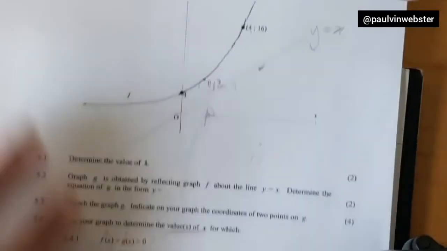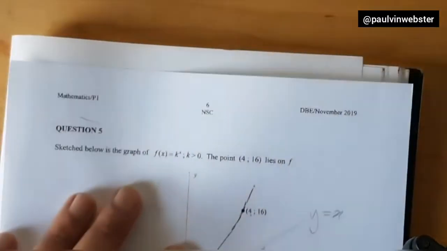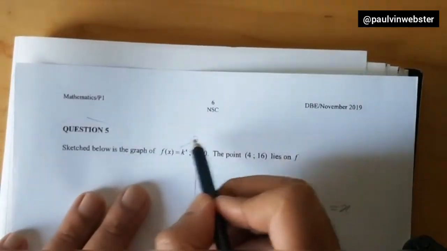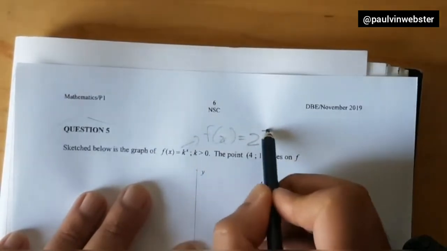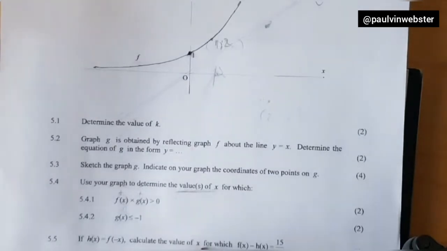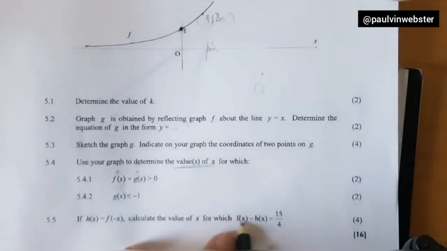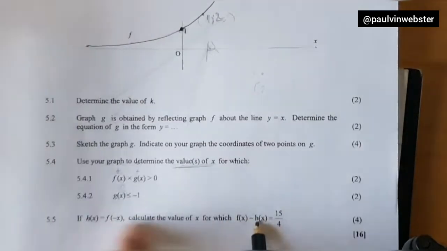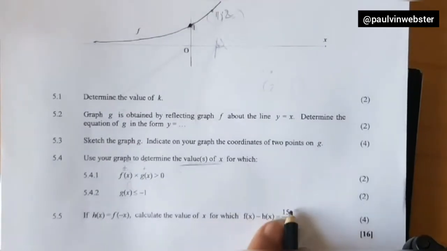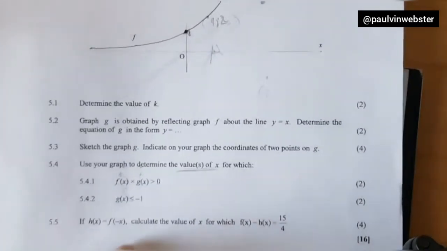Let me just write it here. This one is now, remember, we got this answer. This was f of x. We already calculated this. This is 2 to the power of x. Okay, so they say calculate the value of x for which, if we subtract the original one or the new one from the old one, we're supposed to get 15 over 4, but we should calculate the x.